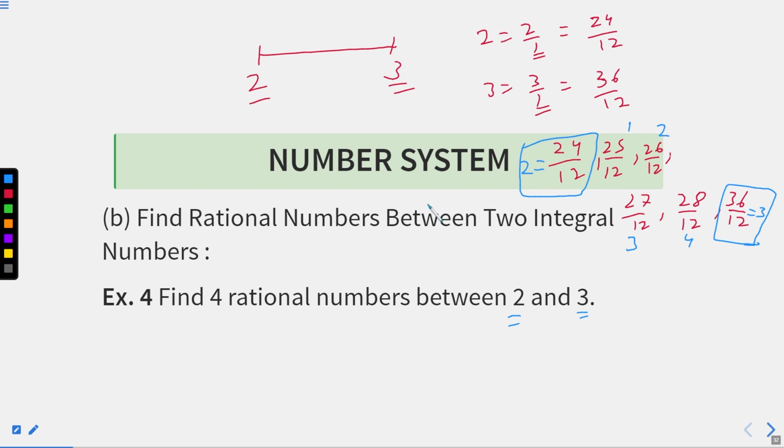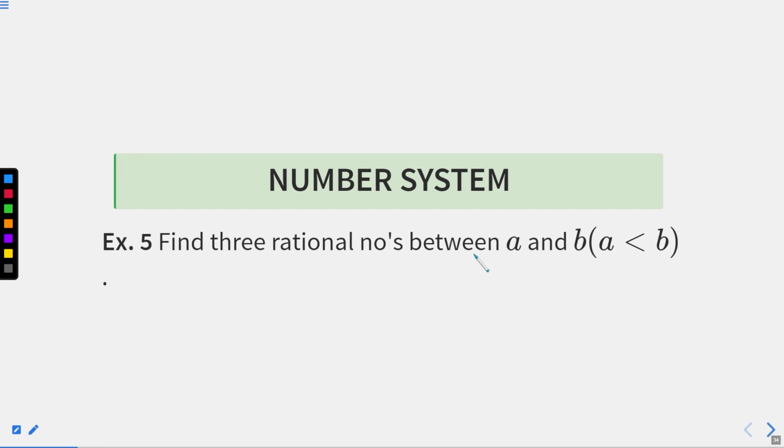You will find it quite a simple task to find rational numbers between any two integers. The process is simple. If A and B are given, just make the denominators of both equal and large enough so that you can easily find the given number of rational numbers. Okay, let's move on. Here, find 3 rational numbers between A and B.